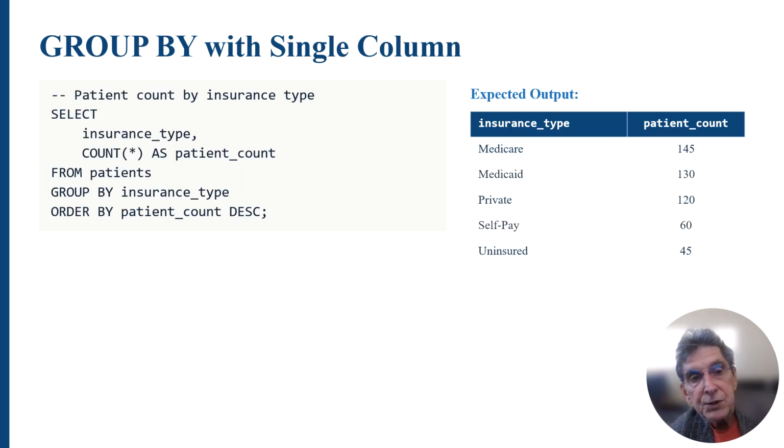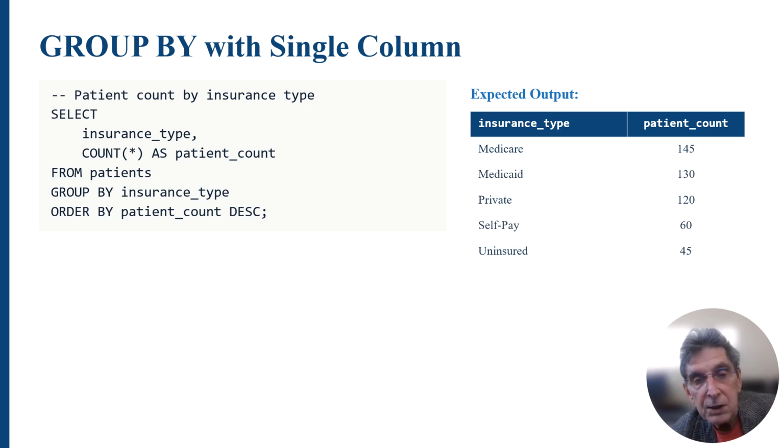Let's look at group by with just a single column. This is your first real group by example, the simplest. We're going to count the patients by their insurance type. This query is going to select insurance type and count star, group by insurance type, and order by the count in descending order. So what's the output?